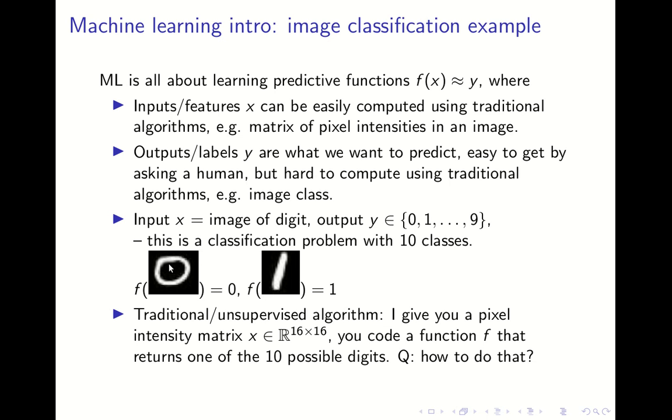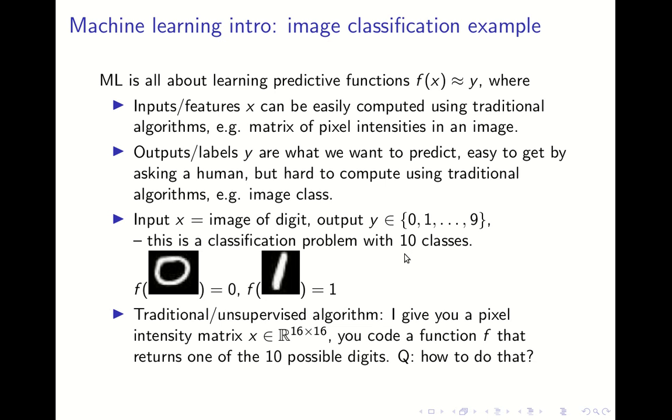Here f of this 0 image should result in the integer 0, f of this 1 image should result in the integer 1, etc. In this context, machine learning can be thought about in terms of inputs, features x, which can be easily computed using traditional algorithms. In this example, that's the matrix of pixel intensities, and the output labels y are what we want to predict. Typically those are easy to get by asking a human, but hard to compute using traditional algorithms. Here that's the image class, the 0 or the 1. The problem we're talking about here is a multi-class classification problem, or 10-class classification problem.